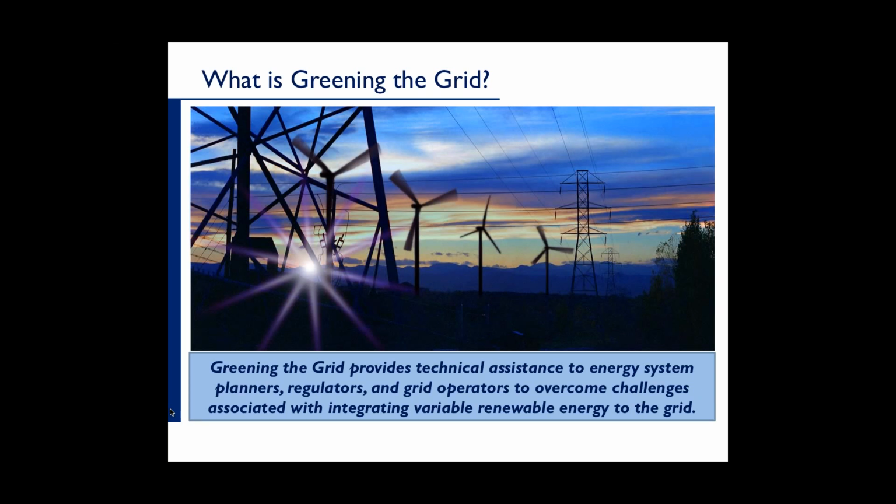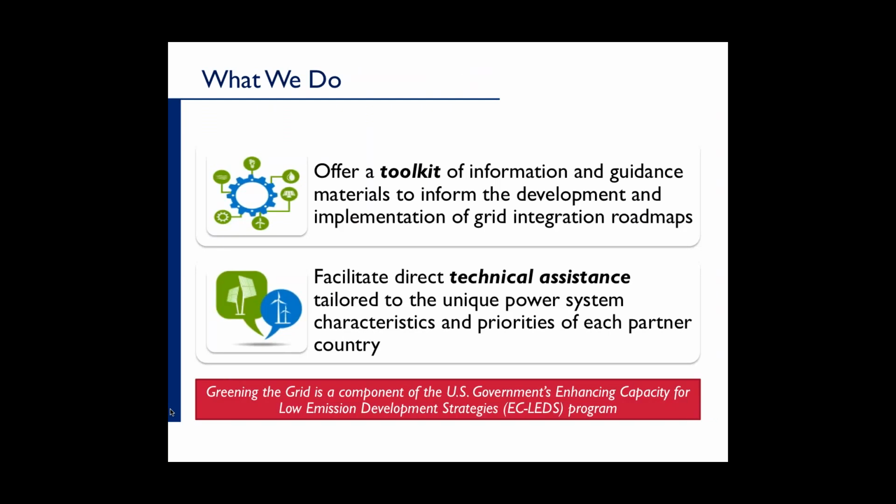Greening the Grid is a technical assistance project. Its objective is to inform energy system planners, regulators, and grid operators in overcoming the challenges associated with integrating variable renewable energy to the grid. Greening the Grid offers two types of support. The first is a toolkit of information and guidance materials that are intended to inform power systems in developing and implementing grid integration roadmaps. And the second is direct technical assistance to power system operators and planners in developing countries. And that technical assistance is tailored to the unique needs of each partner.